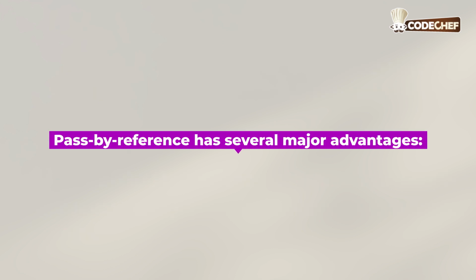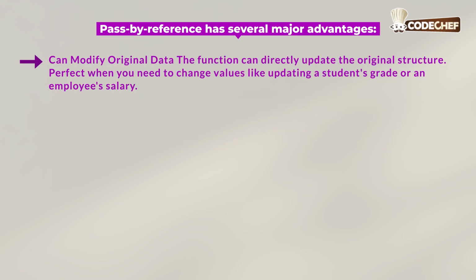Pass-by reference has several major advantages. You can modify original data. The function can directly update the original structure, perfect for when you need to change values, like updating a student's grade or an employee's salary.